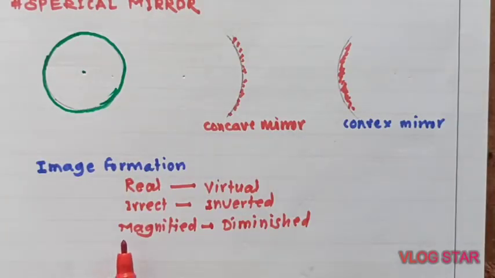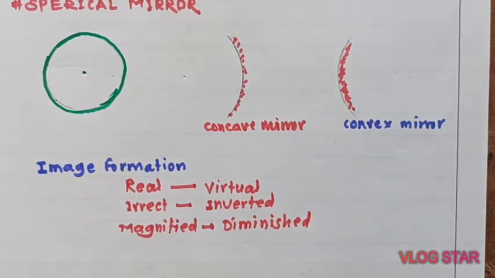Secondly, what is the image size, whether it is of the same size, larger than the object or smaller than the object. It is of the same size, no issue. If it is larger than the object, we say it is magnified, and when it is smaller than the object, we say that it is diminished. So these terms we are supposed to use while explaining formation of image.